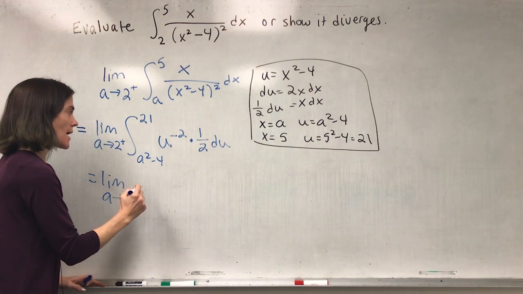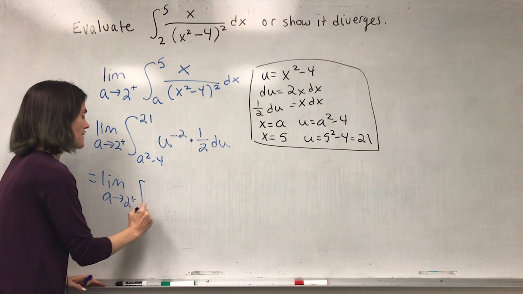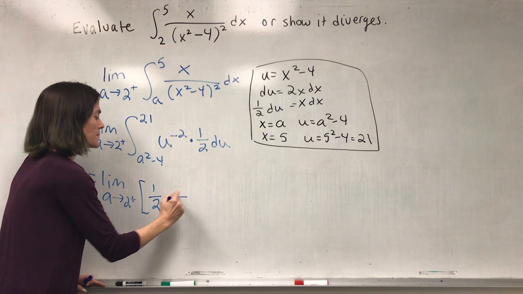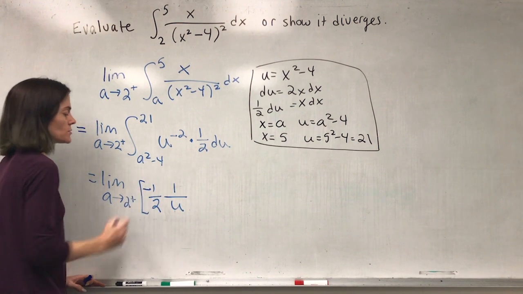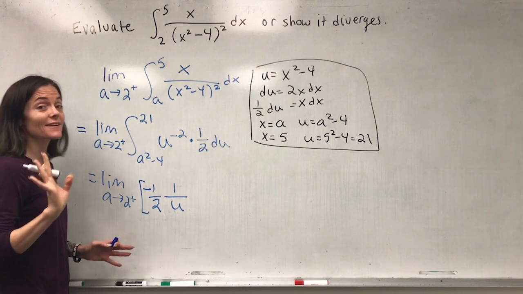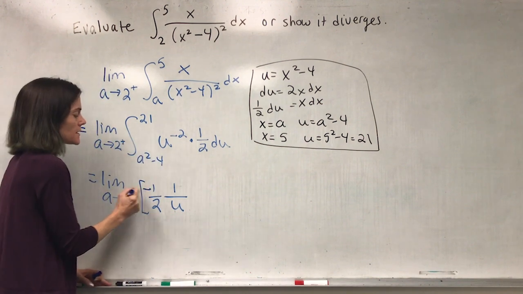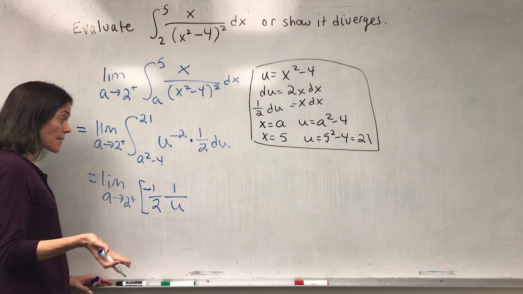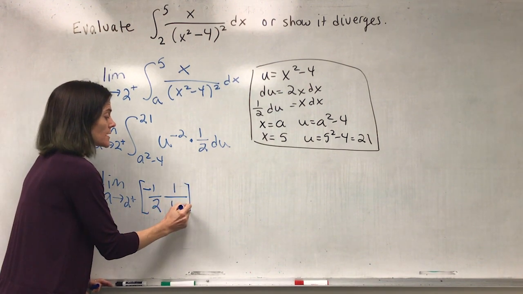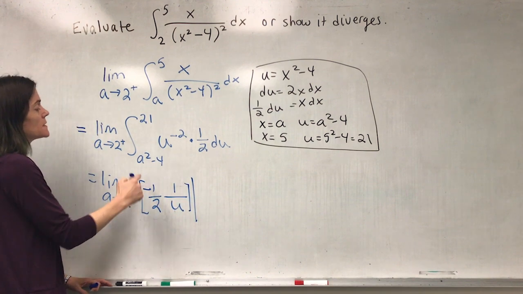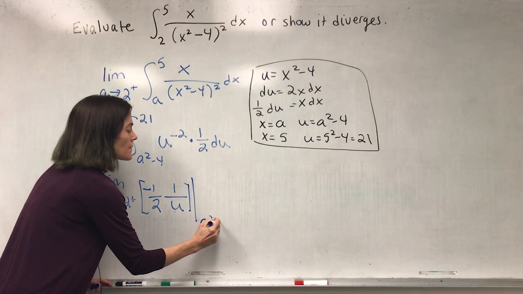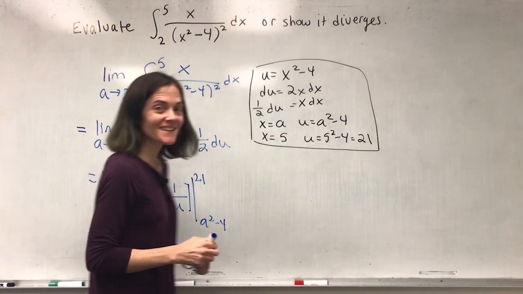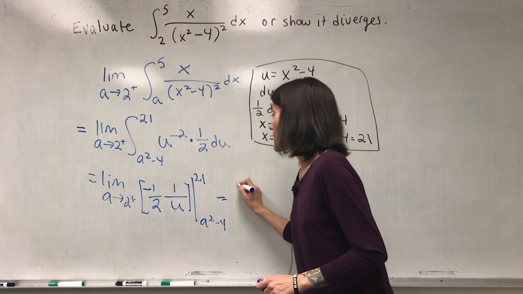Okay, so let's see, I have a 1/2, and then I add a power, divide by the higher power, which amounts to this. We would add a power, u to the -1 over -1. Well, here's the negative, and then the -1 power is a u in the denominator. We did this integral in the last one, and we evaluate this between a squared minus 4 and 21. Okay, so far so good.